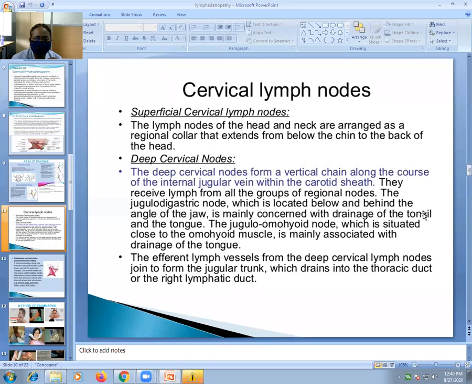Jugulodigastric is located below and behind the angle of jaw and is mainly concerned with drainage of tonsil and tongue. Jugulo-omohyoid node is situated close to the omohyoid muscle and is mainly associated with drainage of tongue. So, jugulodigastric, jugulo-omohyoid.